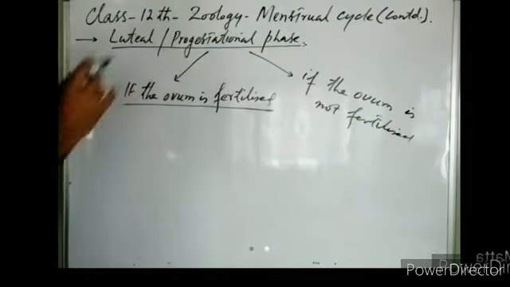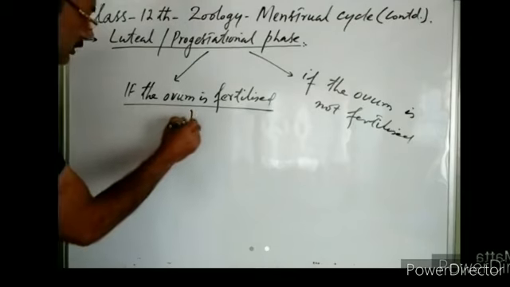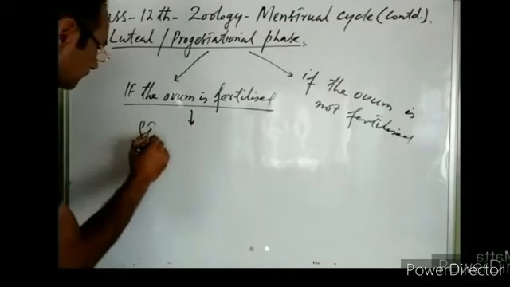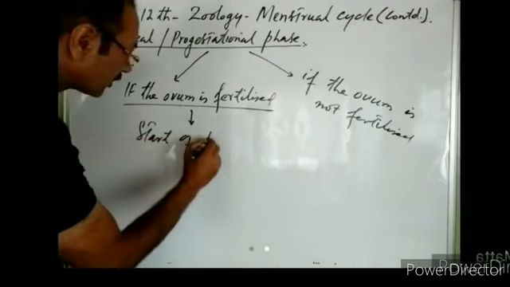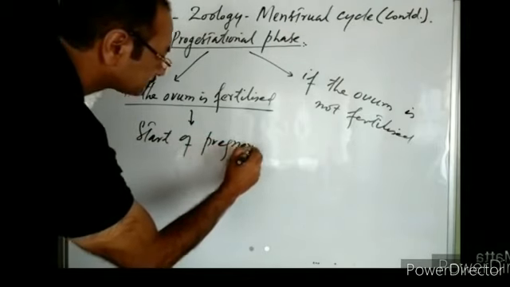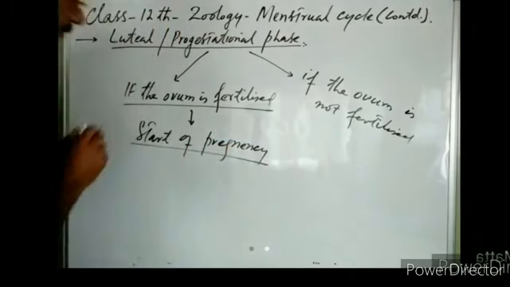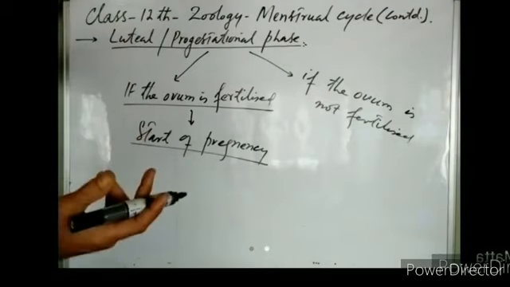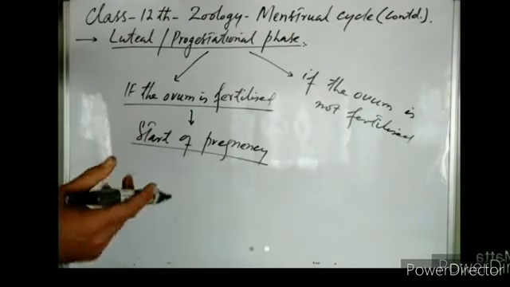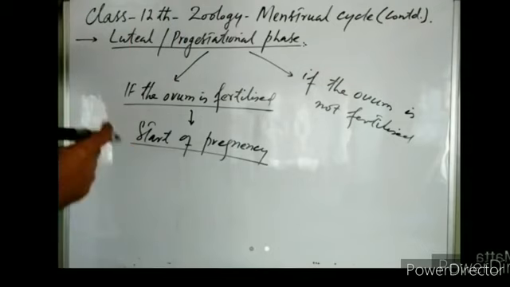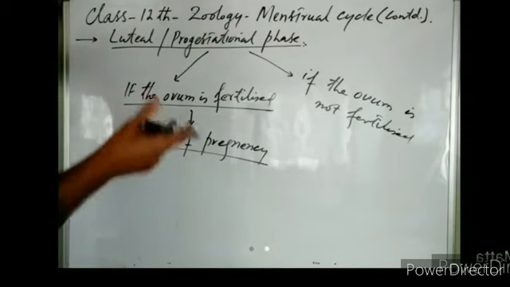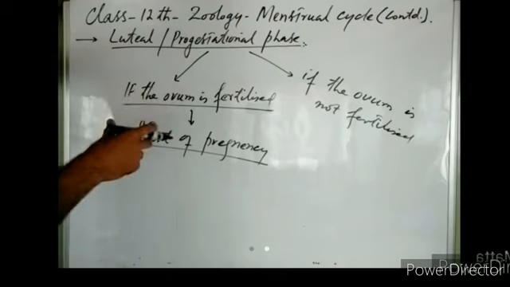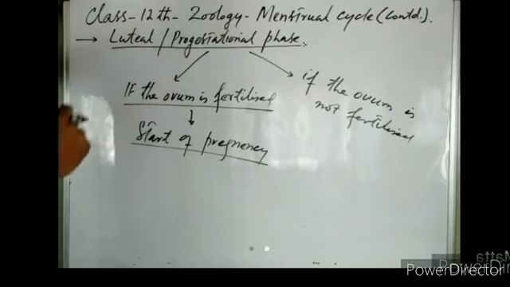So, if the ovum is fertilized, it will lead to the start of pregnancy. If the ovum gets fertilized, it will change into a zygote. The zygote will undergo cleavage divisions. It will change into morula. Morula will change into blastula. Blastula will change into blastocyst. And that blastocyst will get implanted, and the embryonic development starts, right? So that happens when the ovum is fertilized.